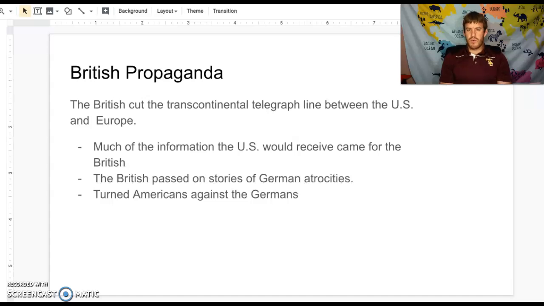So you had stories, for example, guys, of German soldiers in Belgium killing Belgian nuns, taking their corpses and boiling them down for soap and things like that. Just outright fabrications. And so this obviously gets people turned against Germany and more pro-British.